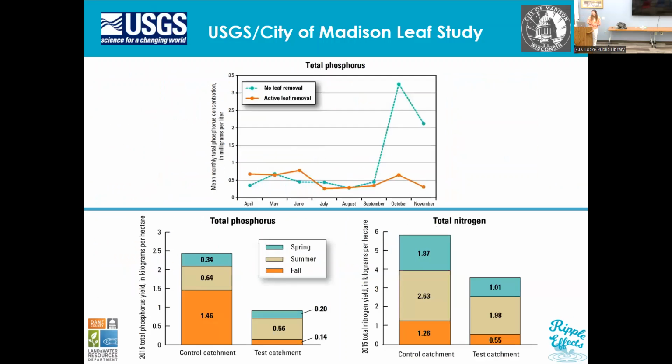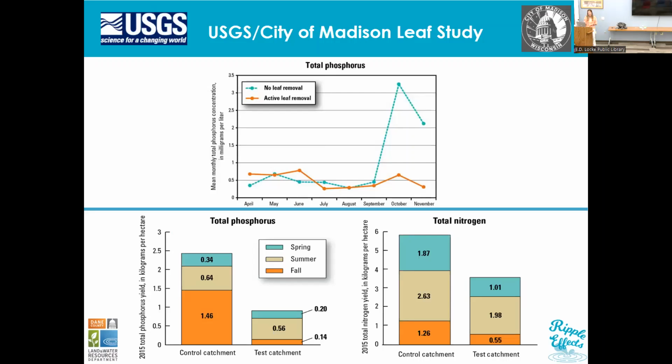So what they found, and it's pretty amazing how substantial a difference there was. If you look at the top graph, this is the total amount of phosphorus that was in that water that they monitored. And you can see between September and November, so peak leaf fall, the amount of phosphorus in the area where there were no leaves removed. That was kind of the control area.